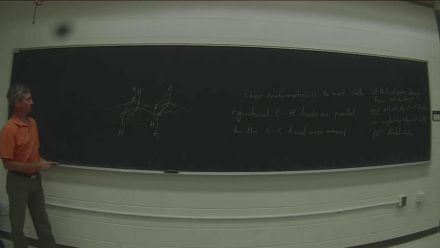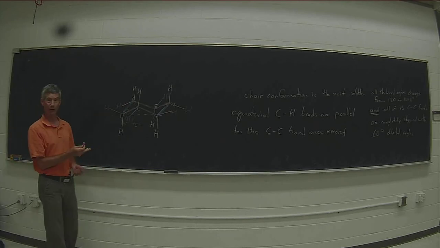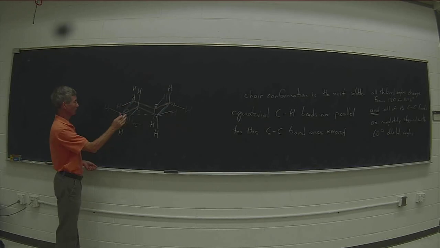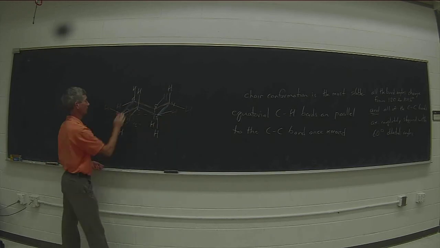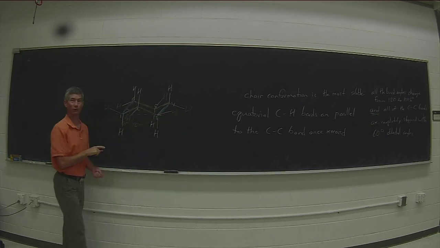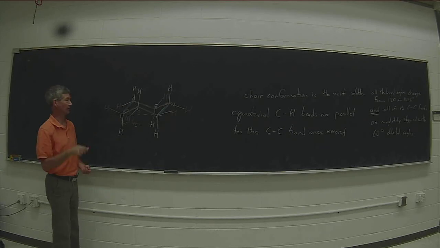You'll notice that that puts 3 of the hydrogens that are in equatorial positions, the ones on carbon 2, 4, and 6, kind of angling down. Those are below the ring. Those are on the bottom face of the ring.